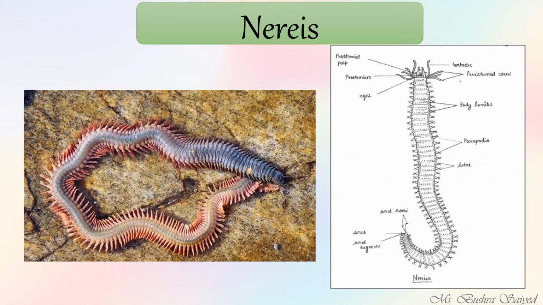So we'll look at the diagrams one by one. Nereis, this is how it looks, the external morphology. Diagrammatically, if we see, here are the palps over the head. The prostomium region is the head region. These are the tentacles over them. The eyes are there. The body somites, that is the body segments. Parapodia, hair-like setae. The anal region. Here you can very clearly see the setae and the parapodia. So this is how a Nereis looks.